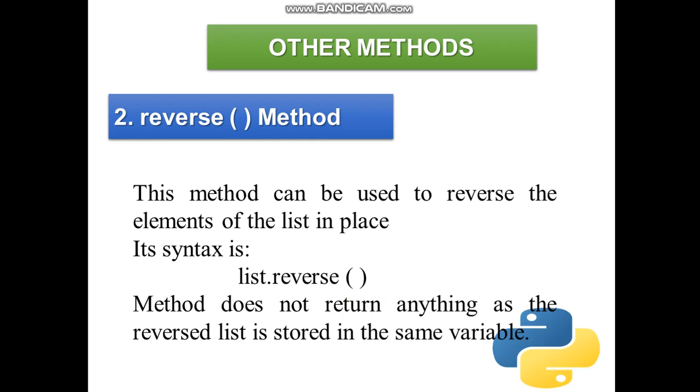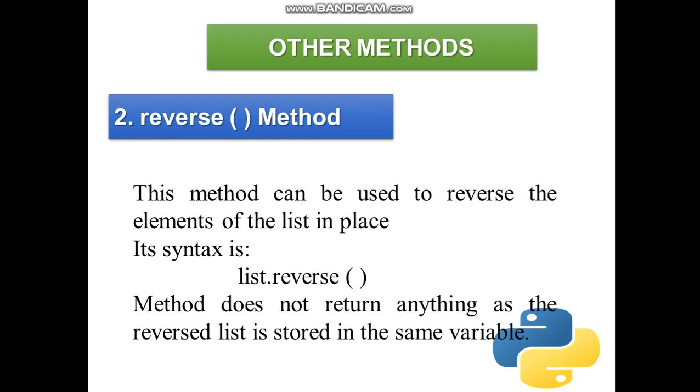Next method is reverse method. As the name suggests, it will reverse my list. This method can be used to reverse the elements of the list in place. This method does not return anything as the reversed list is stored in the same variable. So when you apply the reverse method on any list, the list will get reversed and it will get stored in the same list.